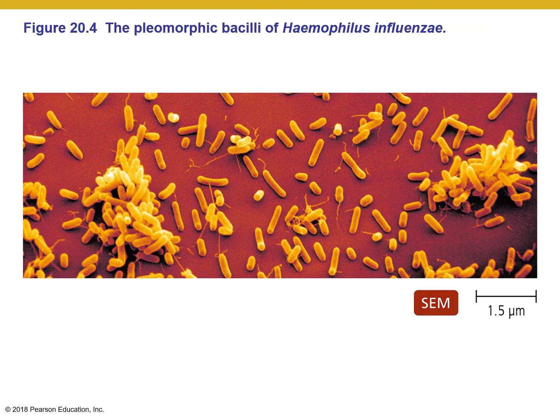So here is a picture of Haemophilus influenzae. Notice that they do have some flagella. Looks like a lot of these flagella had broken off. But they're pleomorphic, which means they have different shapes. But most of the time they're rod shaped.